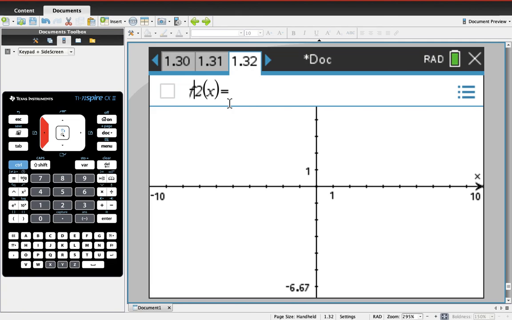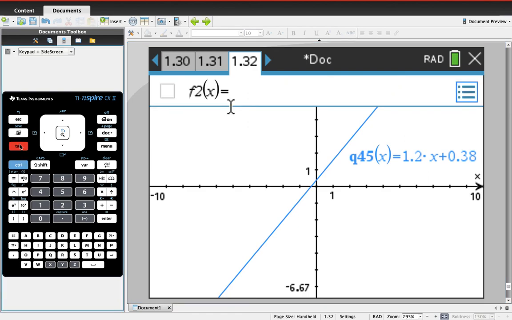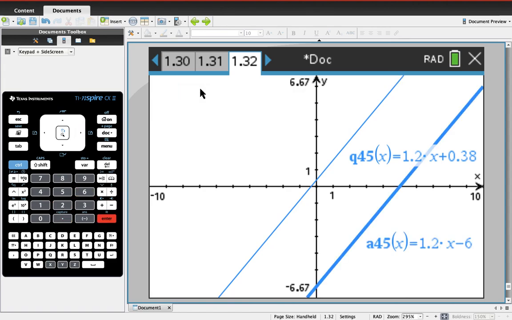So I'll call this the one for my question, number 45. And this is going to be 1.2x plus 3.8. Okay, there's that first one. Let's go ahead and hit tab. And we're not looking to see if these are going to be exactly the same. What we want to see is that they're never going to touch, okay? And look at that. They are exactly parallel.